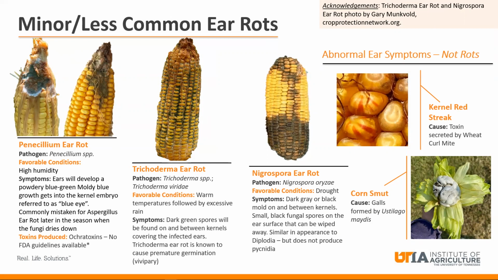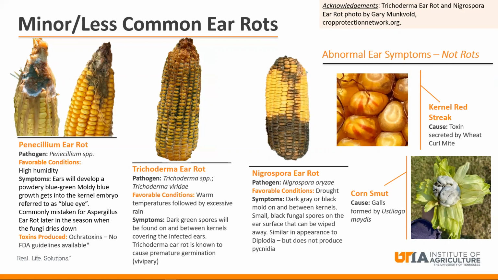So Penicillium ear rot is caused by Penicillium species. Very high humidity is what it will like in the field. Symptoms develop like a powdery blue. Be careful here between this one and Trichoderma. Sometimes it really looks like Aspergillus ear rot late in the season. Penicillium is usually a more troublesome disease when it's actually in storage.